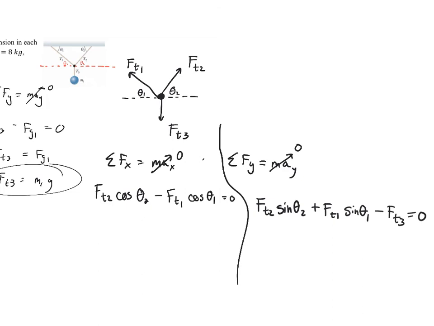But because ft2 and ft1 are both at angles, we know they're both pulling up, so they both get positive signs, but only a fraction of them is pulling up. Now, you know the numbers for thetas. Given. This value can be calculated from right here. So you know this, this, this, this, this.